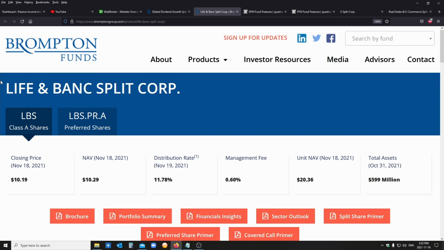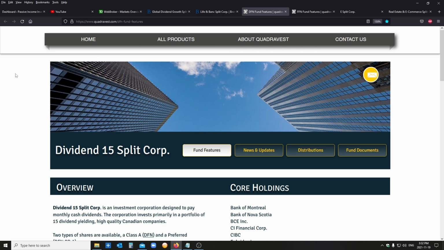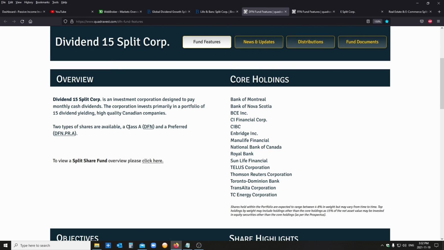So this is another very popular split fund that I also own from BROMPTON. Let's check out one from another popular split fund provider in Canada, Quadravest. So this is by far their biggest fund, guys. It's called the Dividend 15 Split Corp. The stock symbol is DFN. Their website is not as well designed as BROMPTON, but the Class A shares' stock symbol is DFN, and the stock symbol for the preferred shares is dfn.pr.a.